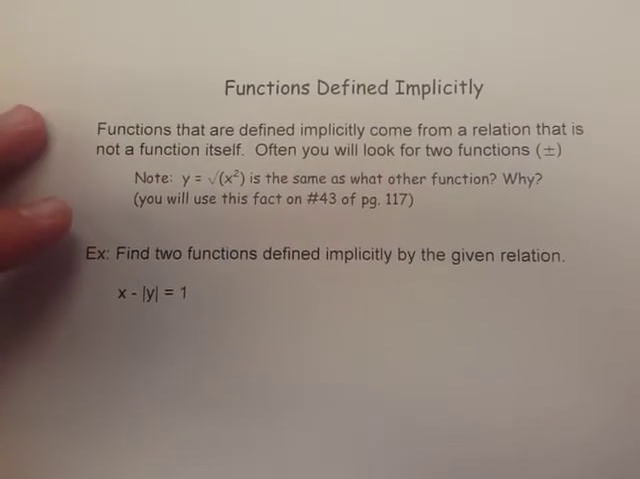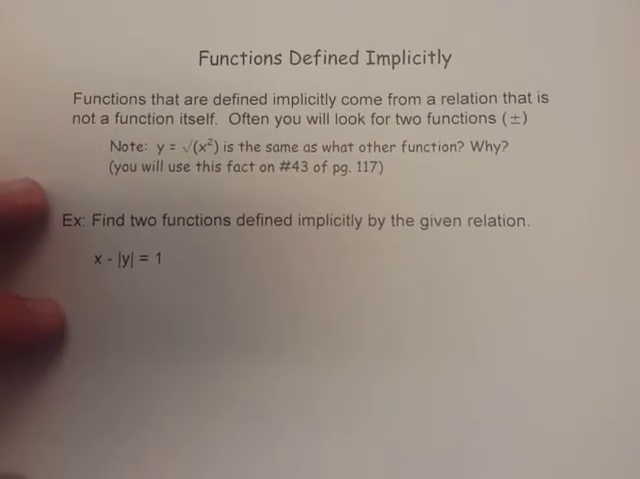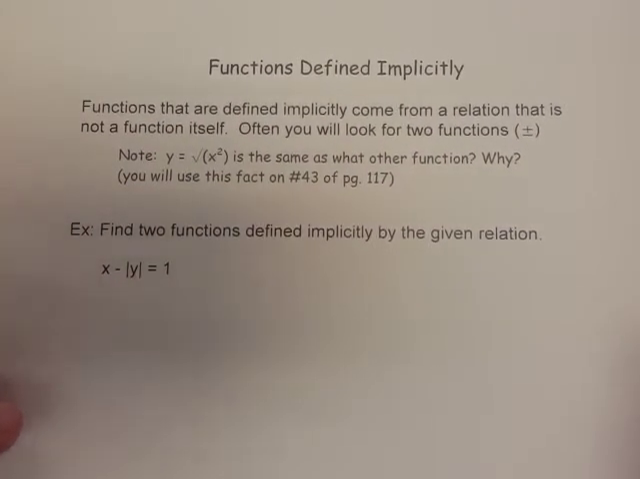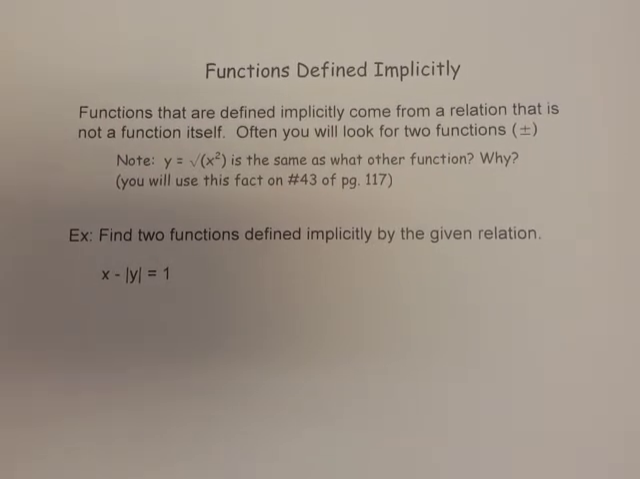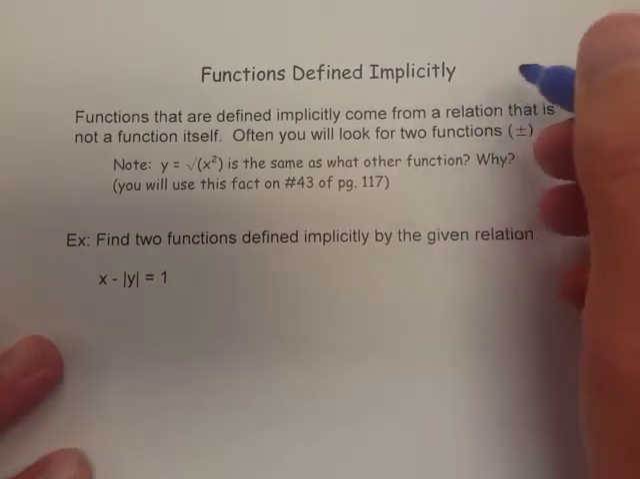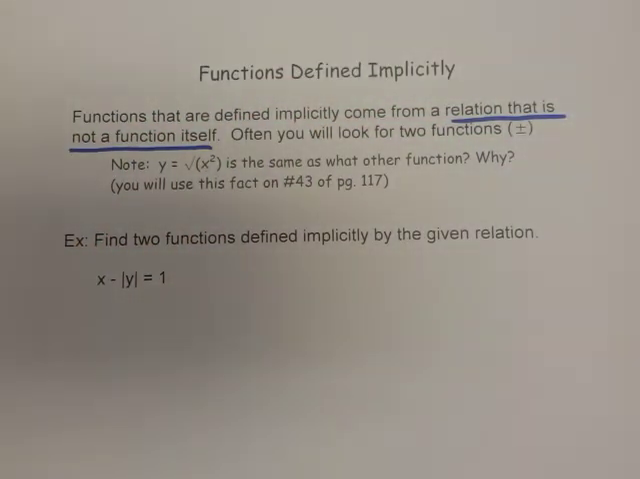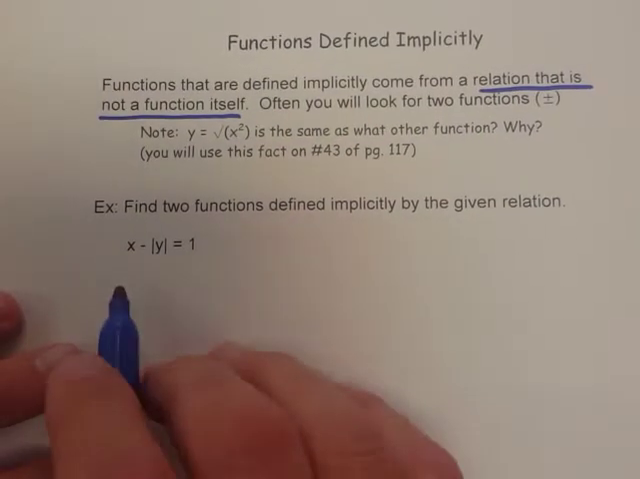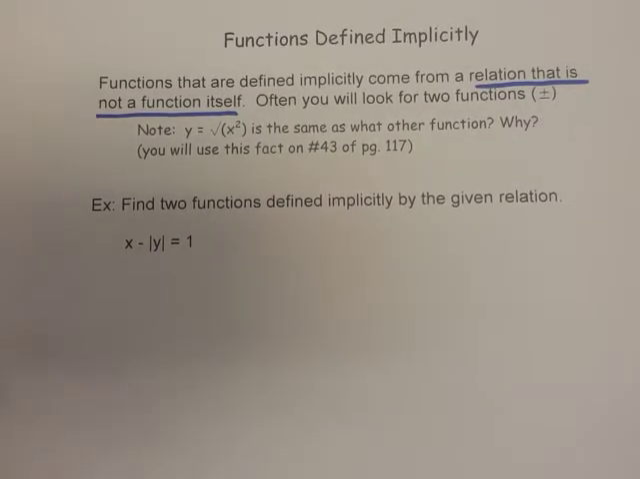This next example in section 1.4 day 2 has the title "functions that are defined implicitly." This is a way of saying we've got an expression that contains a couple of functions, but the expression or relation is not a function itself. So we're going to start with something that wouldn't actually be a function in and of itself, and pull out two different functions from it.